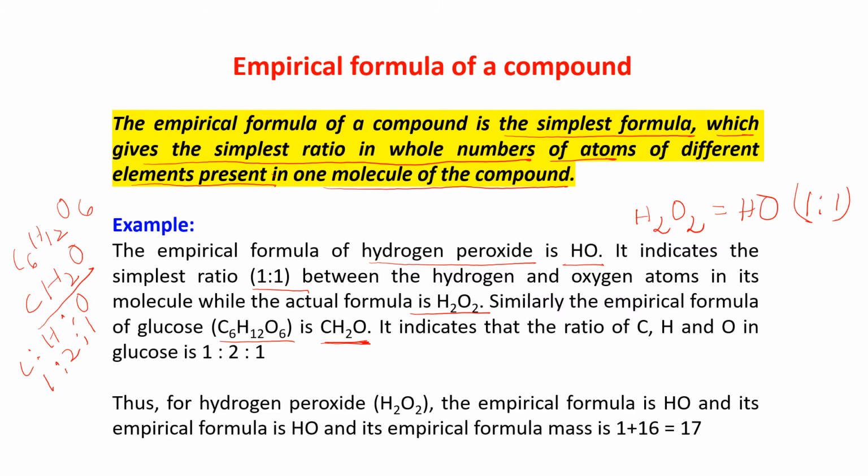Thus, for hydrogen peroxide H2O2, the empirical formula is HO, which means its empirical formula mass is 1 plus 16, that is 17. Am I clear?